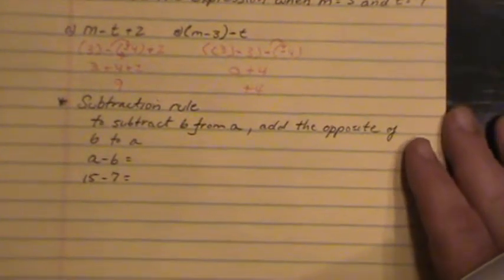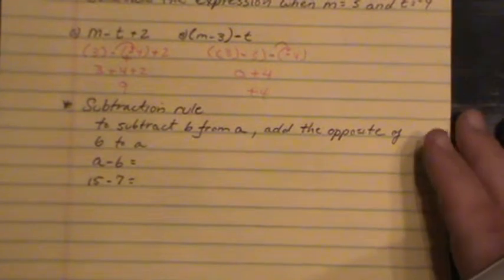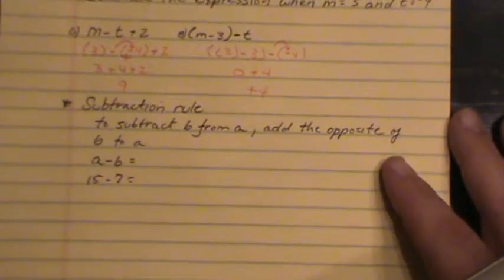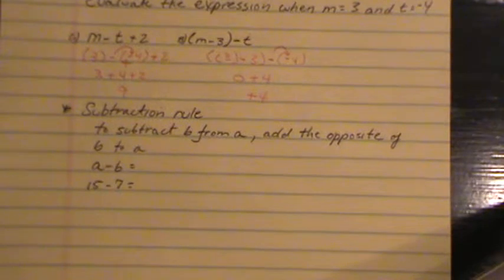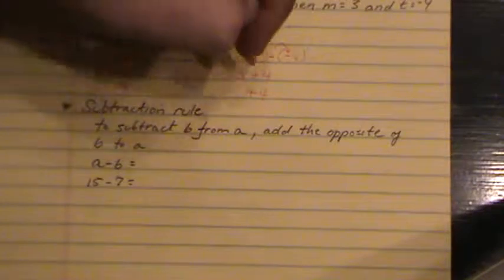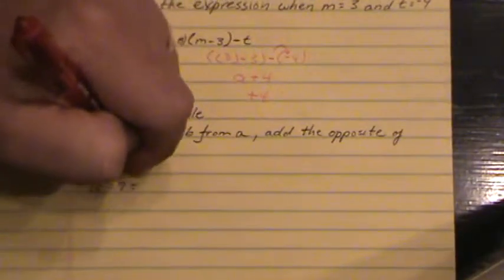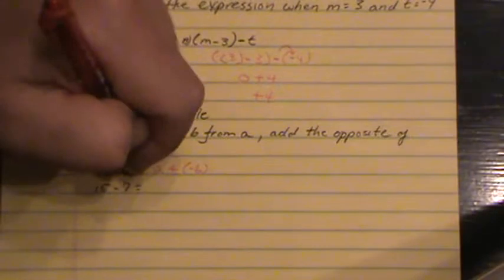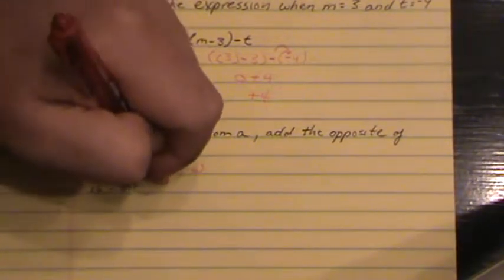Last thing is the subtraction rule. And basically it states to subtract B from A, add the opposite. Okay? So what they're basically telling you is if I have something as A minus B, then it's A, add the opposite, plus -B. Okay, and if I was to do that, it would be 15 minus 7, which would be 8. Okay, what they're saying here is 15 plus -7, which is also 8.